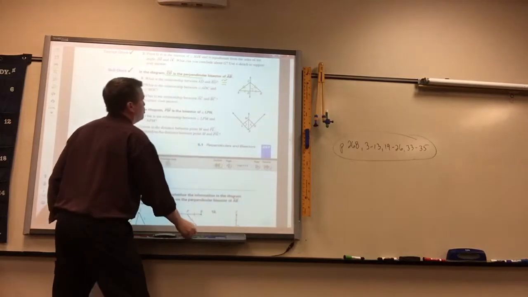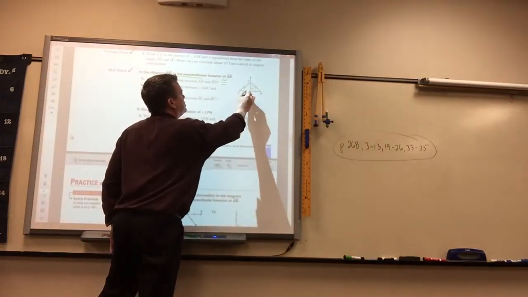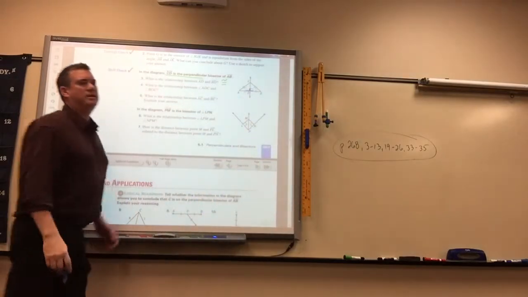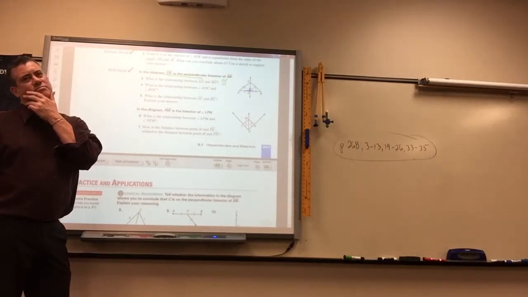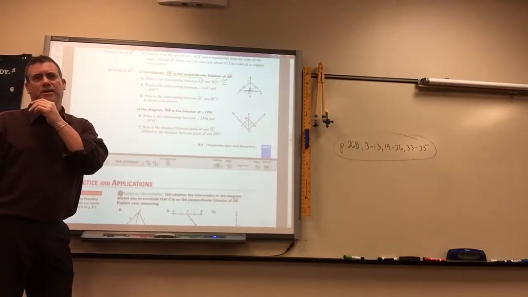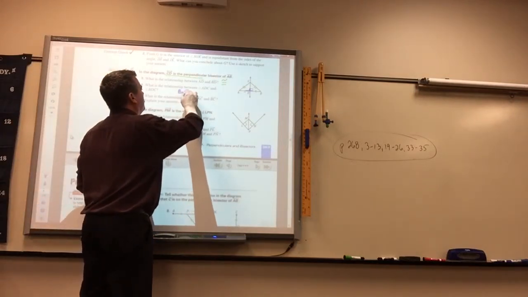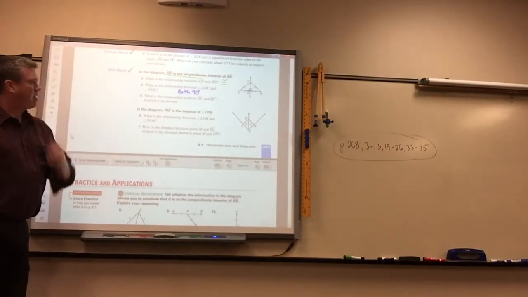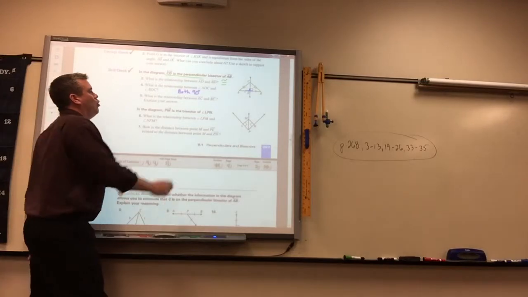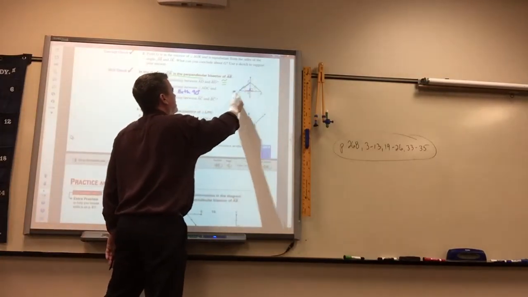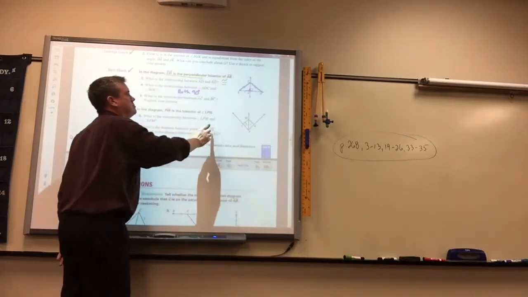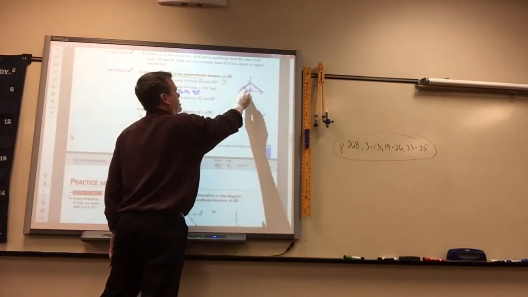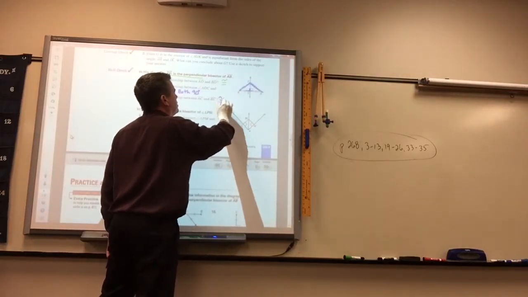What's the relationship between angle ADC, which is this angle, and BDC, this angle? It's real easy. They're both right angles. So they're both 90, right? What's the relationship between AC and BC? How are they related? AC and BC. They're the same, they're congruent also.